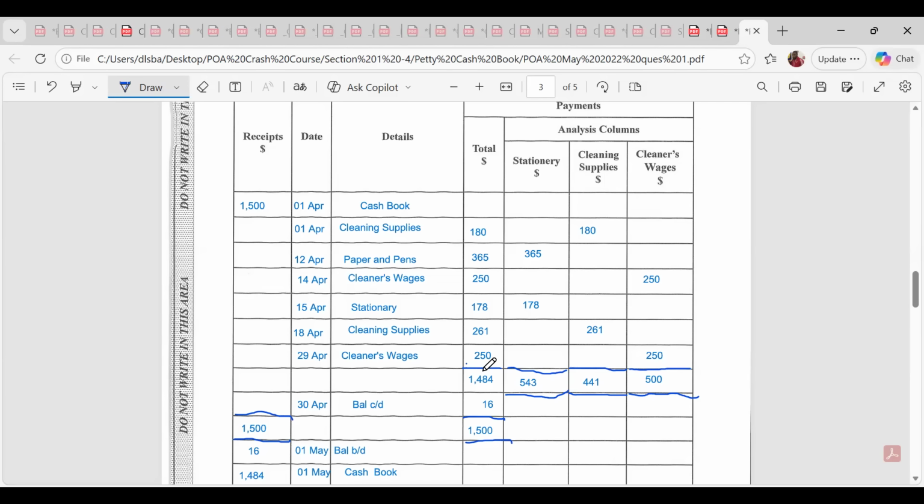After I get my balance carried down, then I'll do the totals for both sides, the receipts and the total column. I'll put the totals and it's supposed to be the same. And then the first of the following month, my balance brought down will be that same 16, but on the debit side.